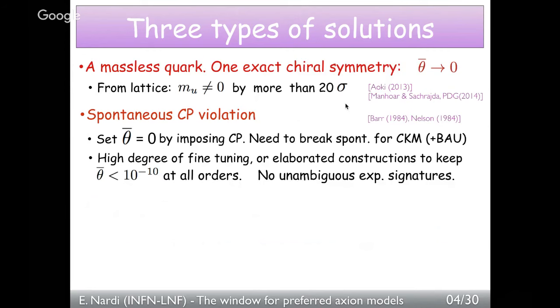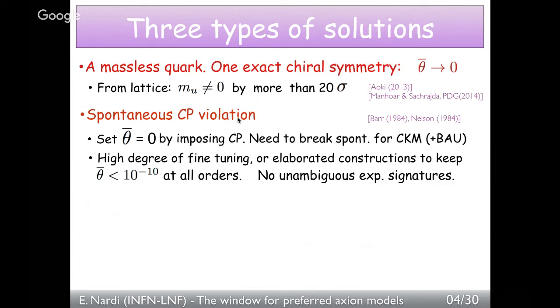Another class of solutions imposes theta equals zero by imposing CP conservation. Of course, CP is violated in weak interactions, so then you need to do something to generate the phase of the CKM matrix and also to generate other phases that might be responsible for the baryon asymmetry of the universe. We know that we need CP violation for the matter-antimatter asymmetry. So this type of solution typically has a high degree of fine-tuning and a very elaborate construction, because if you allow for violation of CP in one sector of the theory, in some way this will leak into all sectors via loop corrections. And we still have to fight with this number, 10^-10.